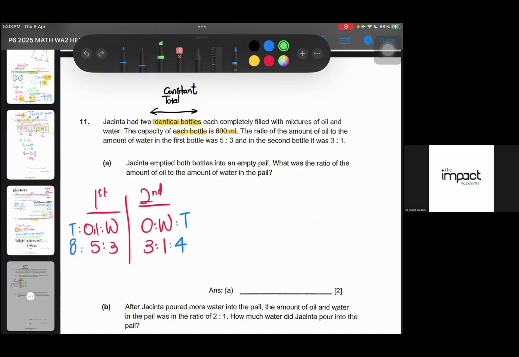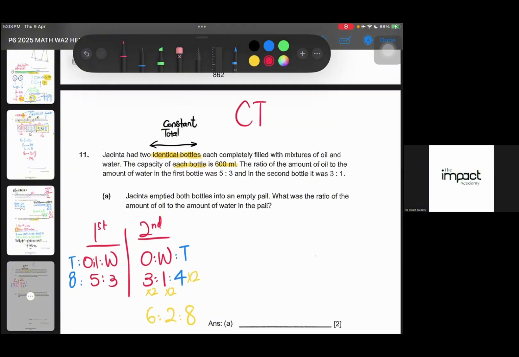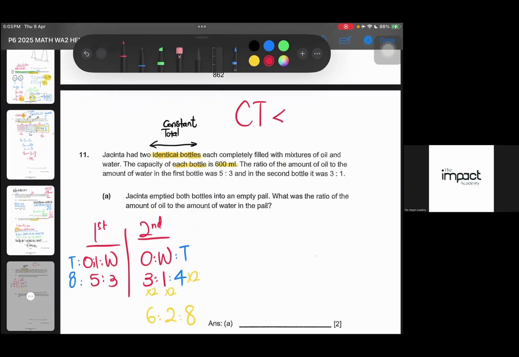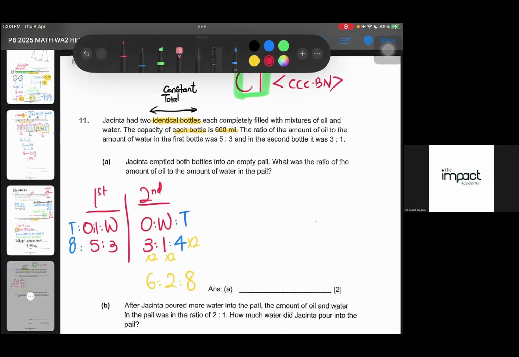So your job as a student is to really just bring it back to the original, or we call this equivalent. Do you understand what I'm trying to say? So now that the total is the same, you already know that this is a constant total concept. You might also want to write for ratio, it's basically triple C board. Today we are talking about only one of the C. Seems like the first question is only one of the C, which is what we call constant total.